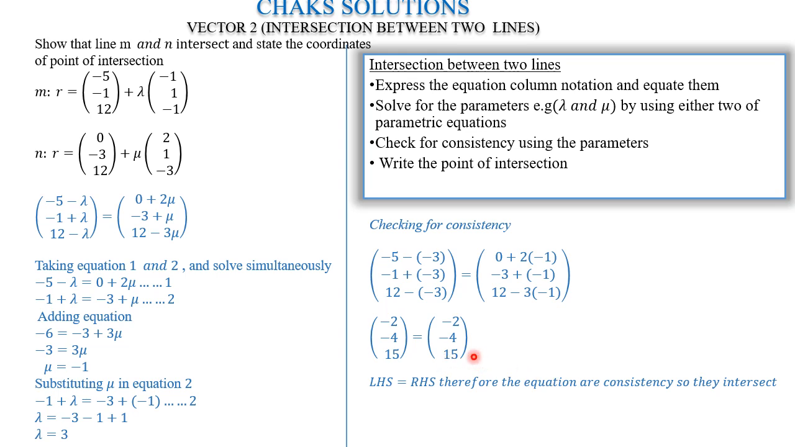So what is our point of intersection? They intersect at this point, so you just write these coordinates: minus 2, minus 4, 15. That will be your point of intersection. Remember, the question says show that they intersect. To show that they intersect, we test for consistency. Then the coordinates of the point of intersection are minus 2, minus 4, 15.